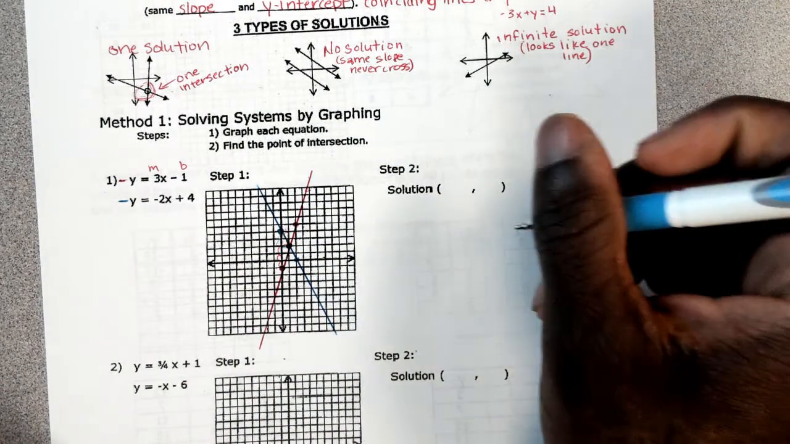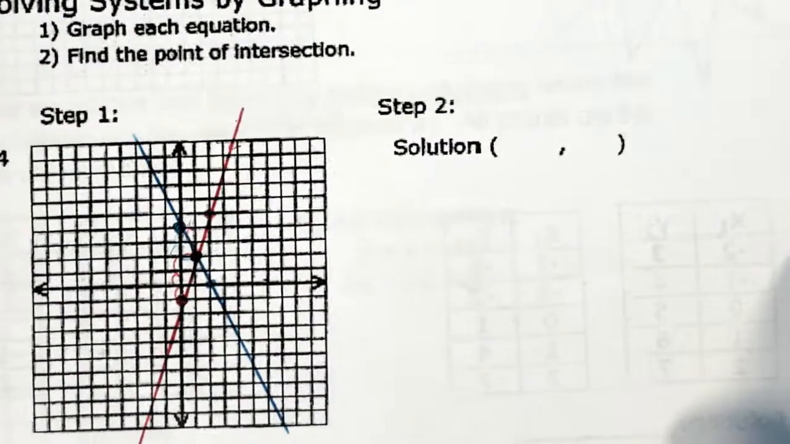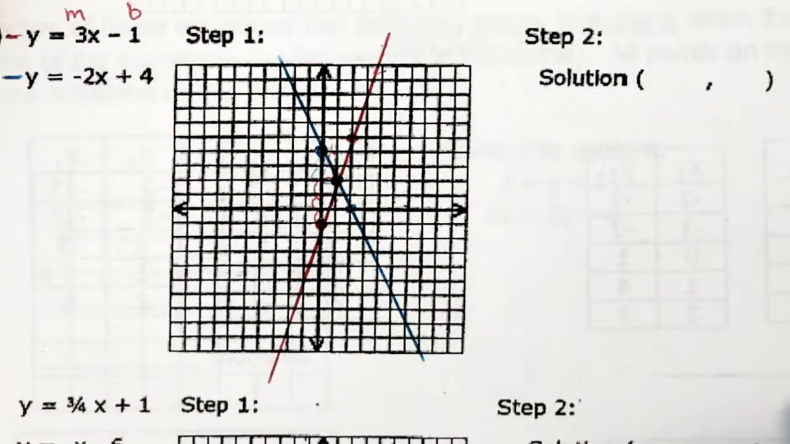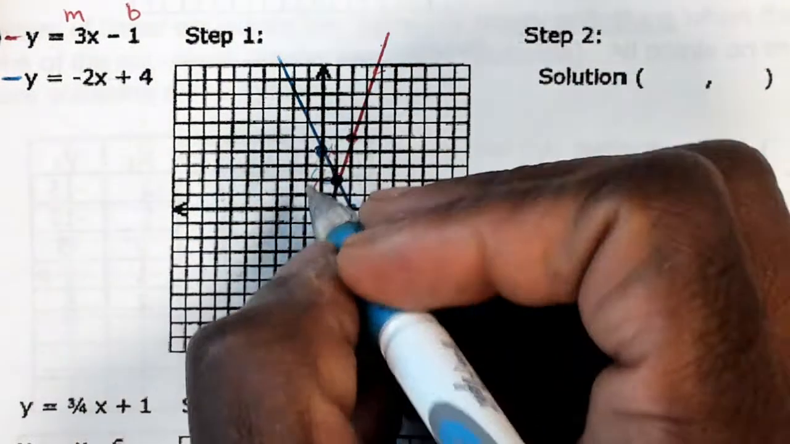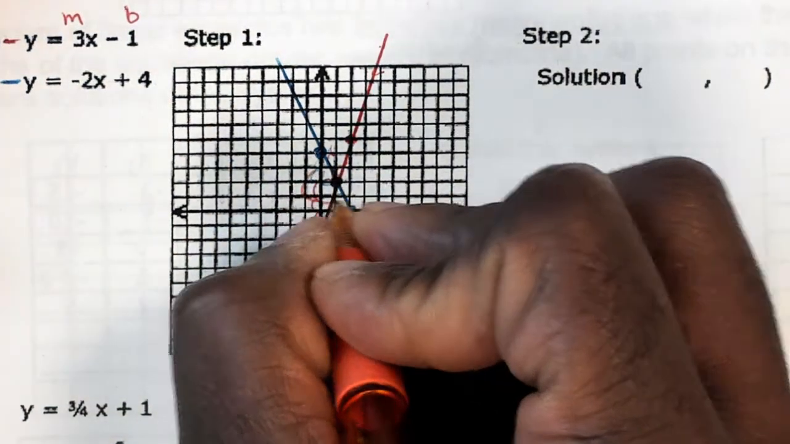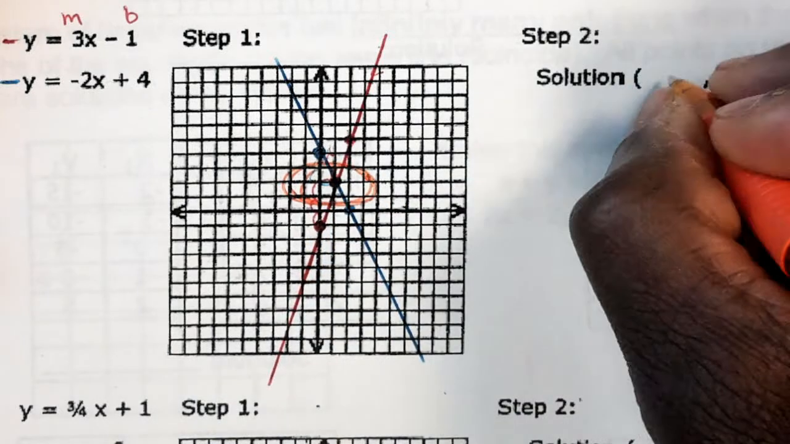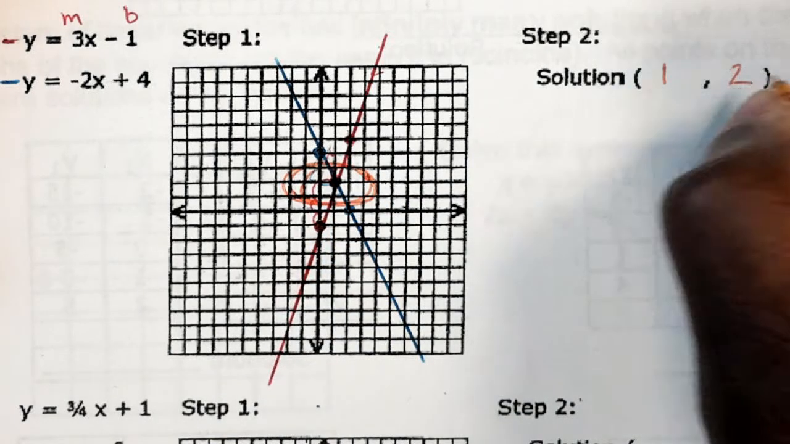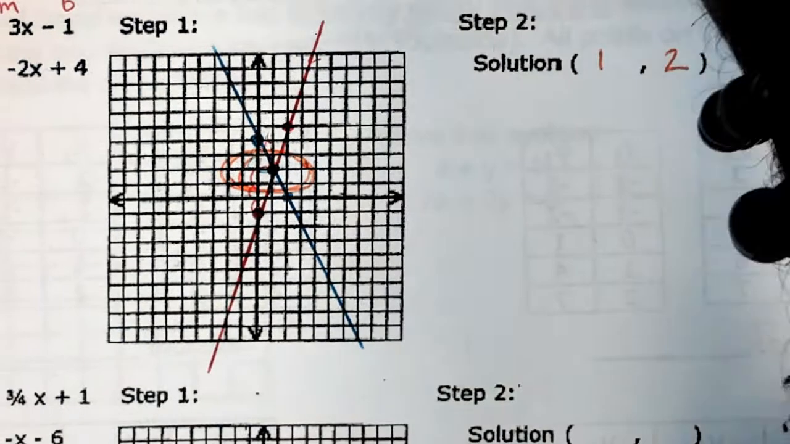So once you have those lines drawn, let's zoom in. You look at where they intersect. And we see they have a point of intersection right here. All right, and so that point is 1, 2. And it's easy as that.